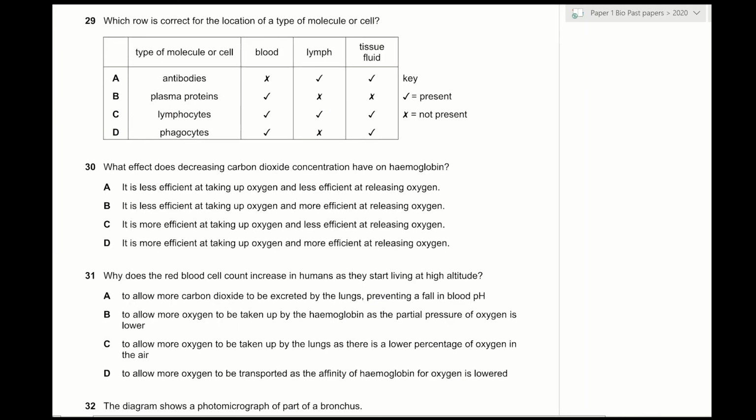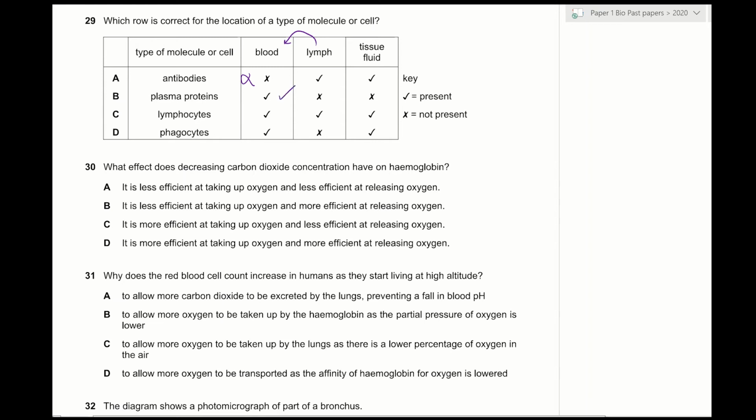Which is correct for the location of a type of molecule or cell? A. Type of molecule: antibodies; blood, lymph, and tissue fluid. Here it's assuming that it is not present in the blood. However, this is incorrect because in order for it to go into the lymph and tissue fluid, it has to be present in the blood in the first place. B. Plasma proteins are present in blood.